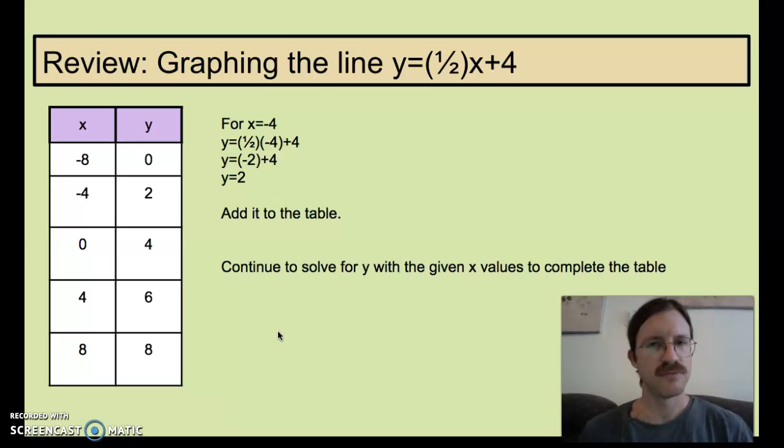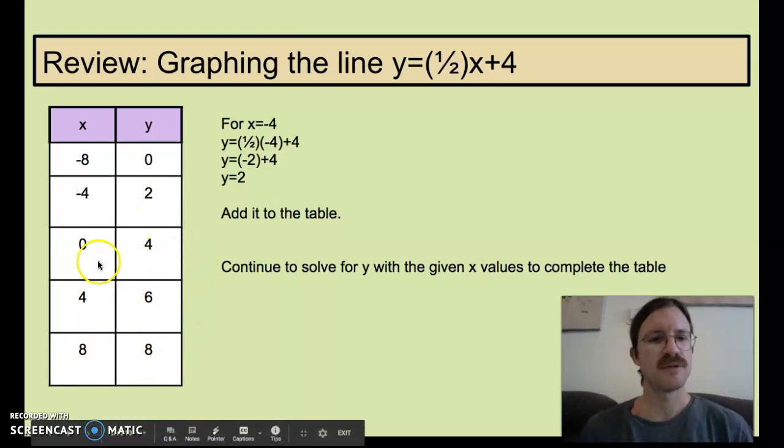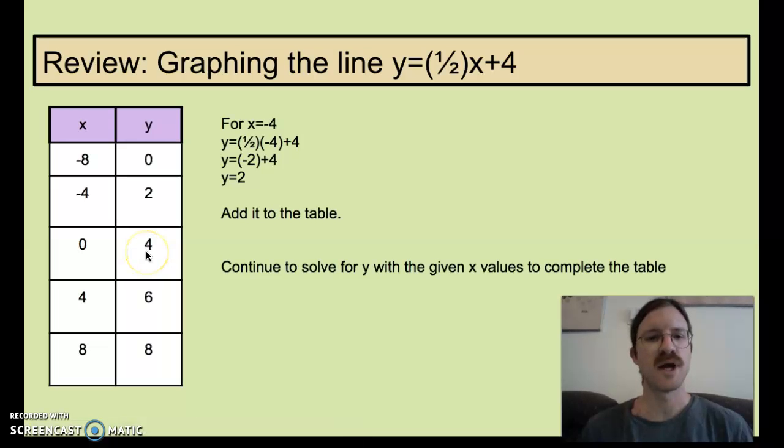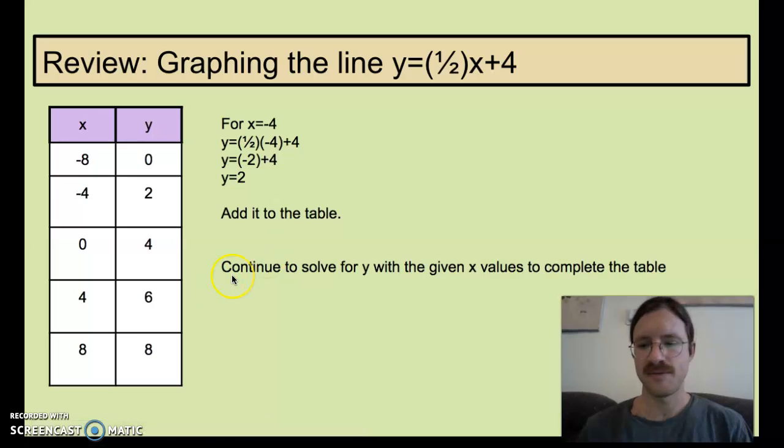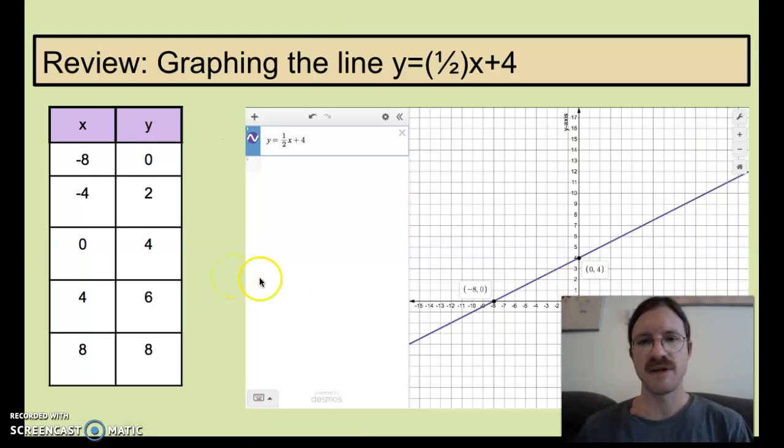Okay. Hopefully you did that, and hopefully your numbers come out. Your x value of 0 corresponds to a y equals 4. When your x equals 4, your y is going to be 6. And for x equals 8, your y is going to be 8. If you got any of these wrong, or you're struggling with this at all, don't stress. We can talk about it in class, but for now, let's go on to graphing.